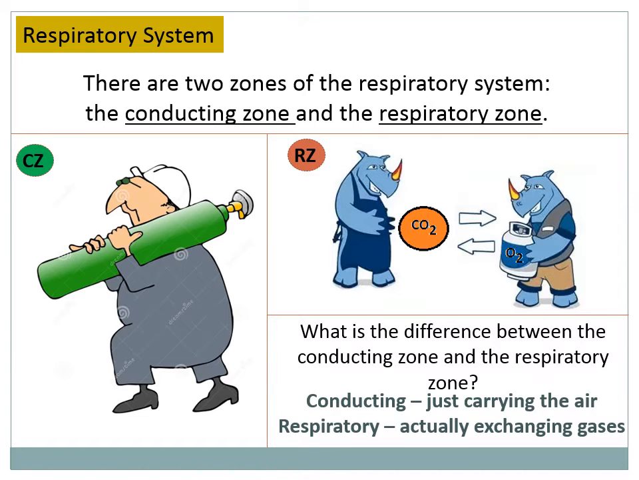Okay, so in the conducting zone, you're just carrying the air around, you're just carrying the gases. And in the respiratory zone, you're actually exchanging the gases for each other. Okay, so keep that in mind. When I say gases, I want you to think of things like oxygen and carbon dioxide. Okay, so conducting, you're just carrying. Respiratory, you're actually exchanging.